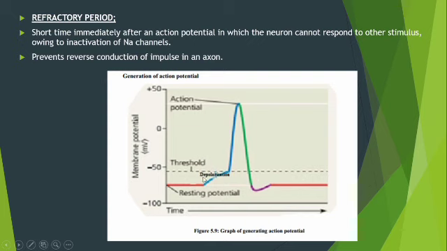So this graph shows the resting potential value and then the depolarization, and then an action potential is generated, and then gradually it repolarizes and hyperpolarizes, and then again comes back to the resting membrane potential value. Generally, we take the resting membrane potential value as minus 70 millivolts and the action potential as plus 40 millivolts.